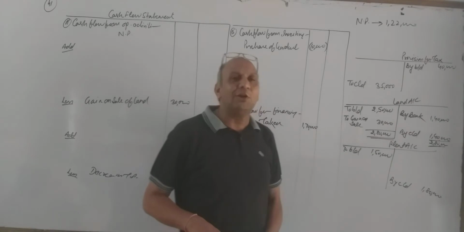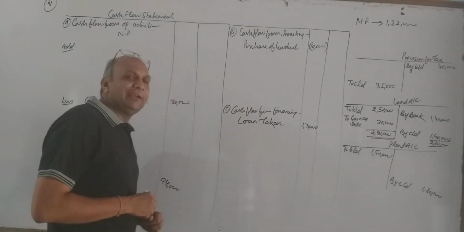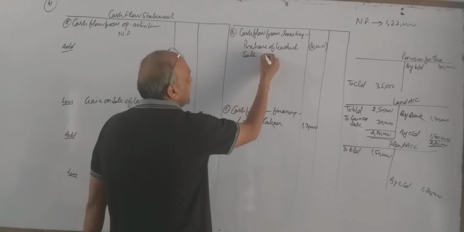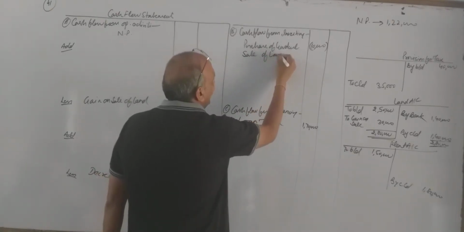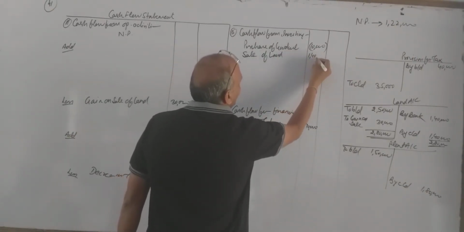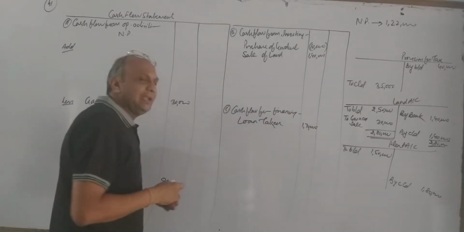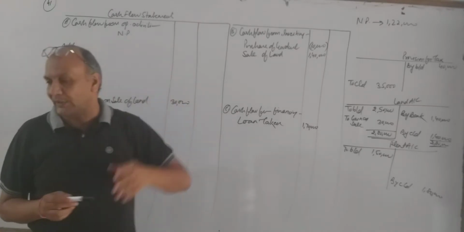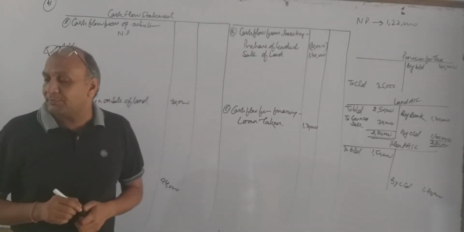Where will this 140 also come? It is sale of land. Land is our investing activity. That's why we will write under investing activity, sale of land. How much money is coming? 1,40,000. Positive item, money is coming. Land account is over. Now let us come to the next adjustment.